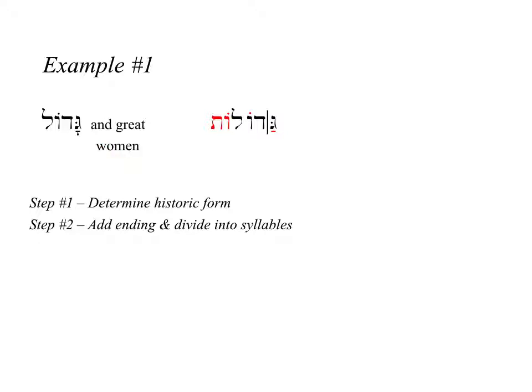Now I divide it into syllables. First syllable break goes before the dalet, so first syllable is ga. The second syllable is right after the o, before the lamed, and then my accent is going to be at the end. That means the dalet stands in the near syllable and the gimel stands in the distant syllable. So this is my historic form and the form that has been adjusted to accommodate what I want to say in my Hebrew sentence or expression.